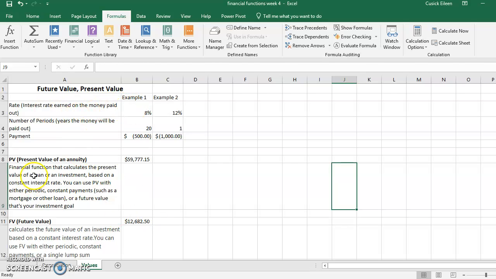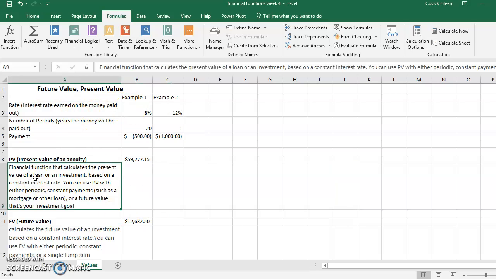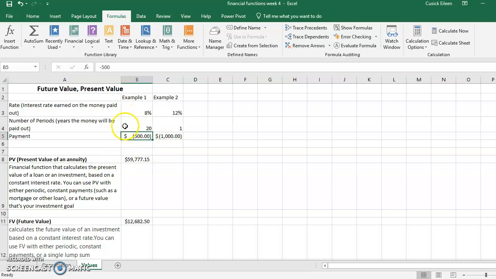So I have a couple of examples here. Let's look at the present value first of all. This is a financial function that calculates the present value of a loan or an investment based on a constant interest rate. You can use this with either periodic constant payments, think of it as a mortgage, or a future value that's your investment goal. So if I put away $500 for 20 years at 8%, that's what I'm looking at here.